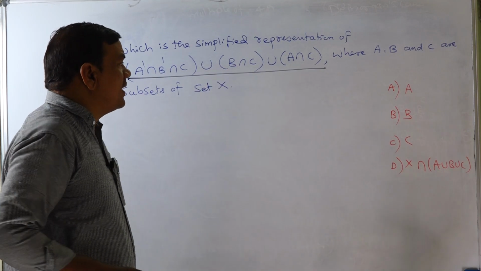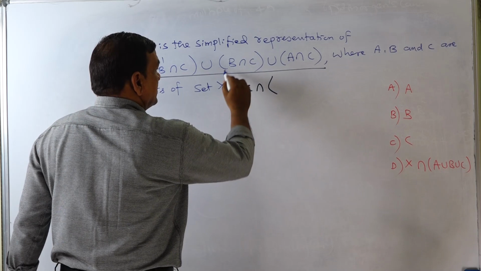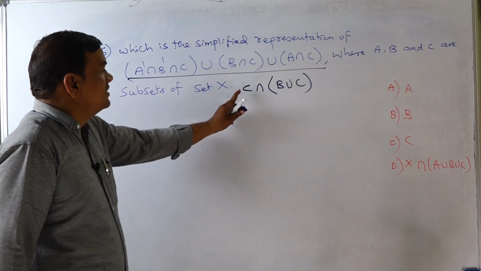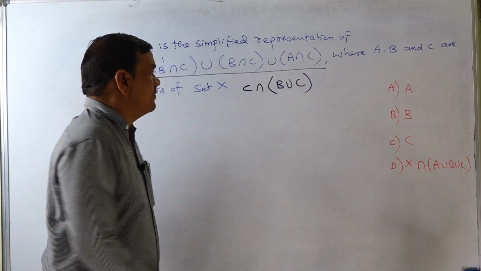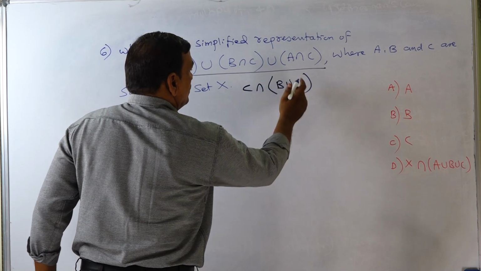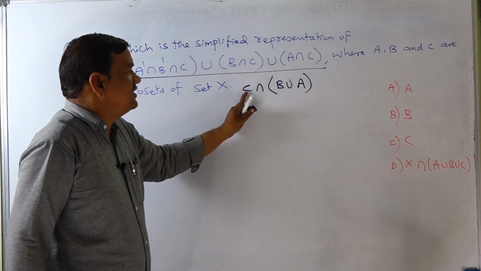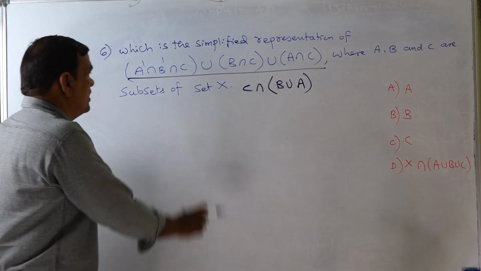Okay, here you can apply the distributive property. How? C intersection B union C, you can write down. See here, C intersection B union C intersection, sorry, B A, you can write down A here. You can write here: C intersection B union C intersection A. Up to here I applied the distributive property.